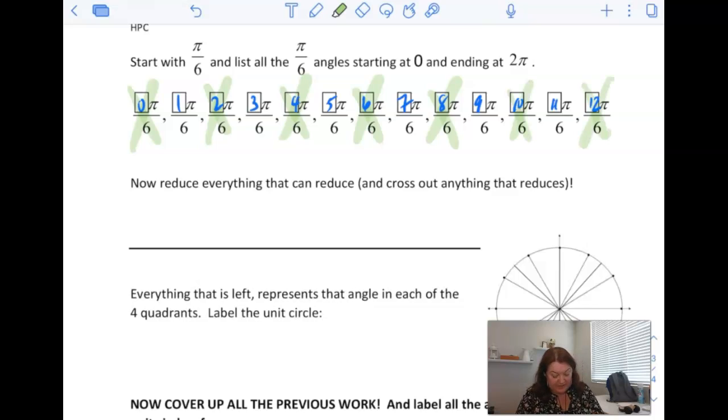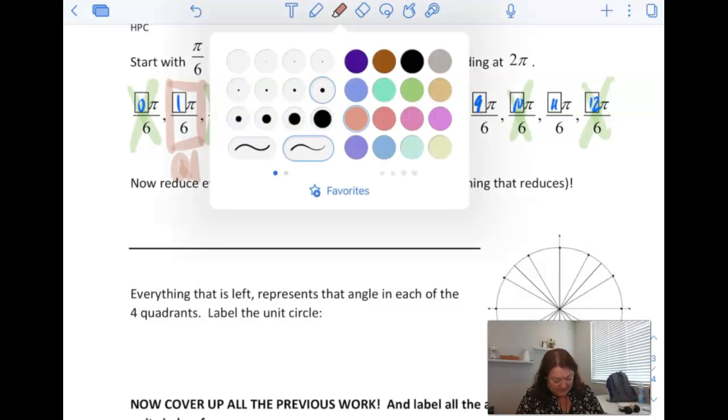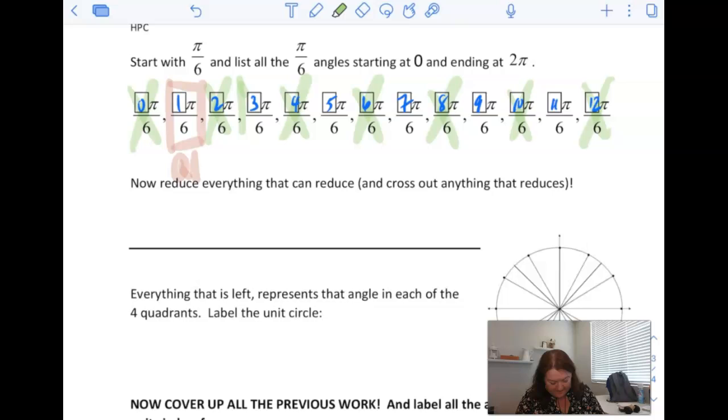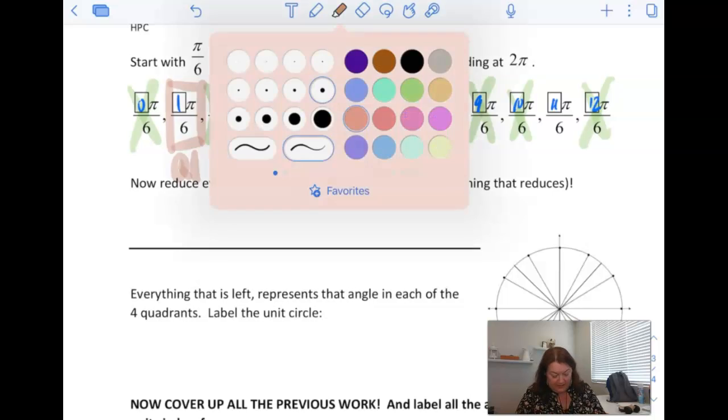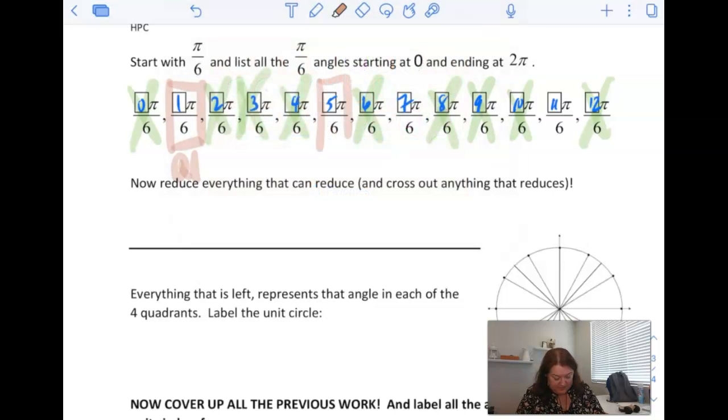All right, so that means we're going to end up with 1 pi over 6 is going to be our quadrant 1. And then we're going to have, oh, I missed one. 3 pi over 6 reduces too, doesn't it? And 9 pi over 6 reduces as well. All right, so we're going to have that one. This one is going to be our quadrant 2. This one is going to be our quadrant 3. This one is going to be our quadrant 4.